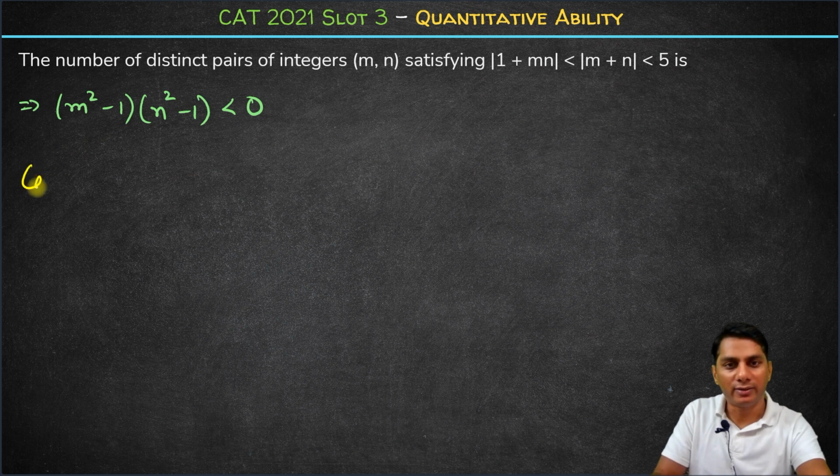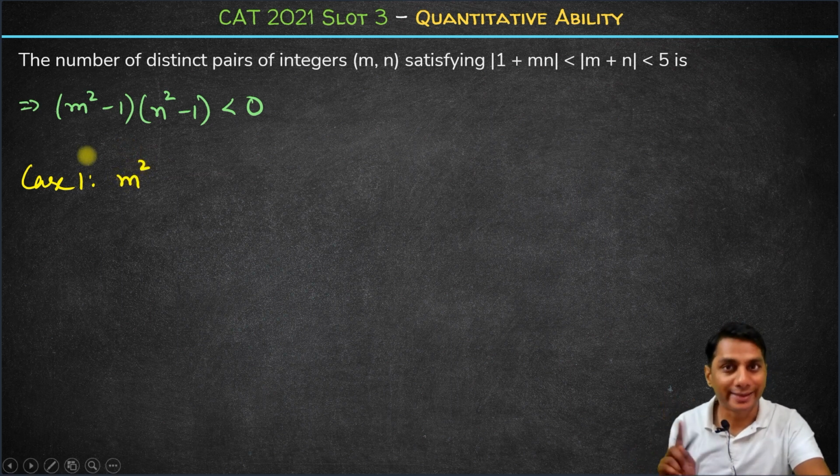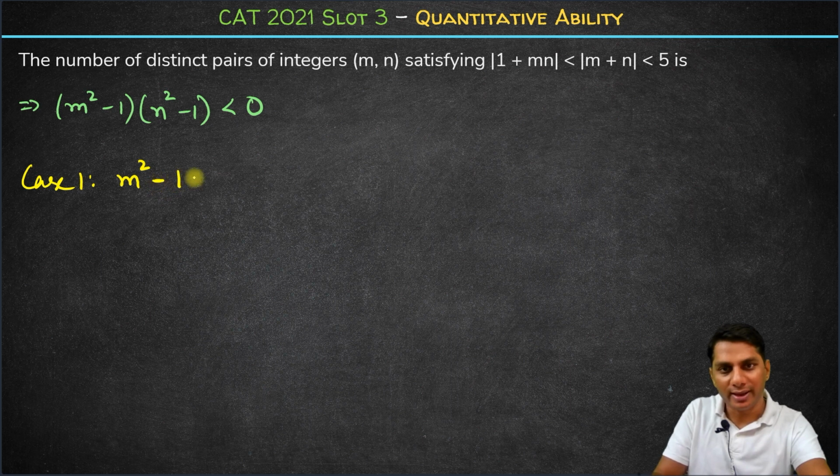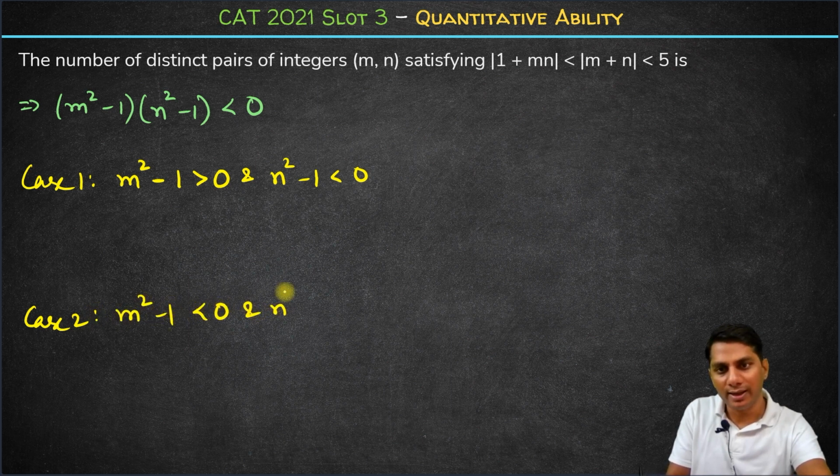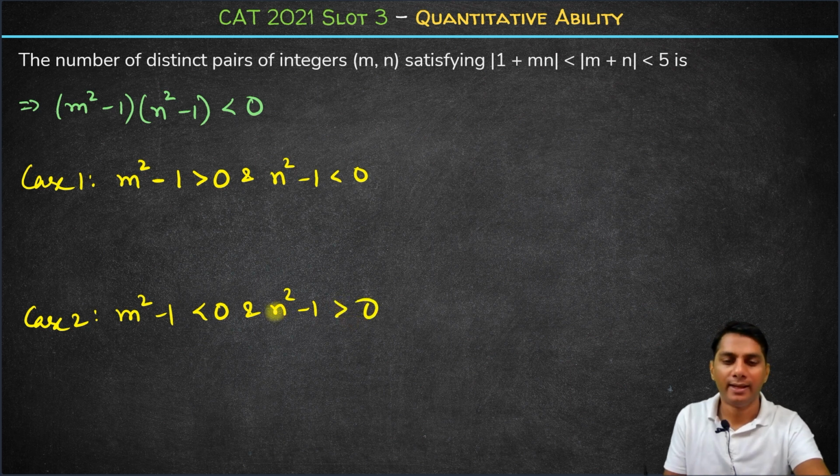So now we'll have to make cases for this. Product of two numbers is less than 0. So one is, product of two numbers is negative. This is possible when one is positive, the other is negative, or the first one is negative and the other is positive. So there are two cases. One is m square minus 1 is greater than 0 and n square minus 1 is less than 0. This is the first case. Or you have the second case, case 2, when m square minus 1 is less than 0 and n square minus 1 is greater than 0. These are the two cases. Now, how is it possible for n square minus 1 to be less than 0?